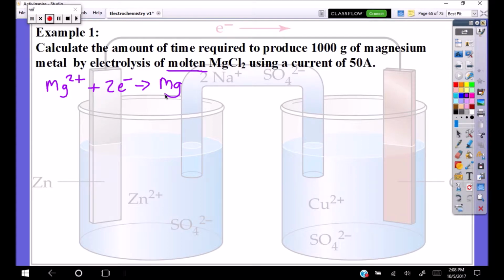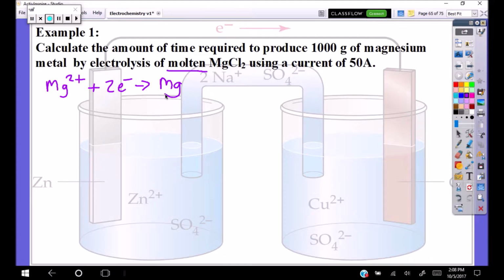We know that Cl minus is 1 electron each. If we were to balance this whole equation, we still would end up with 2 electrons. I'm going to skip that step for now, but there are other problems where you can't skip that step. So just be aware that if it's not ionic, or if you are dealing with water and trying to figure out the oxidation of water or the reduction of water, you will have to balance the entire thing. Okay? So here's our starting point.